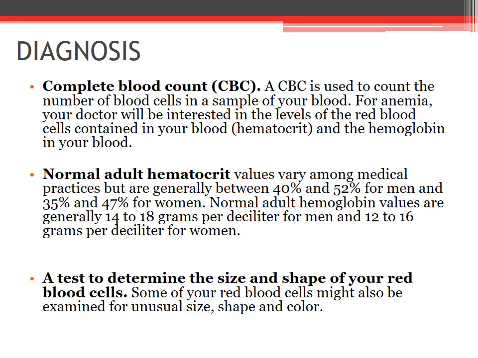Now, how do we diagnose this particular condition? Thorough physical examination and history collection is very important as usual, and apart from that, you need to do the complete blood test, the complete blood count, also called CBC. Again, very important, because this is used to count the number of blood cells in the sample. Especially with anemia, it's very important. You need to know your hematocrit levels and also the hemoglobin in your blood.